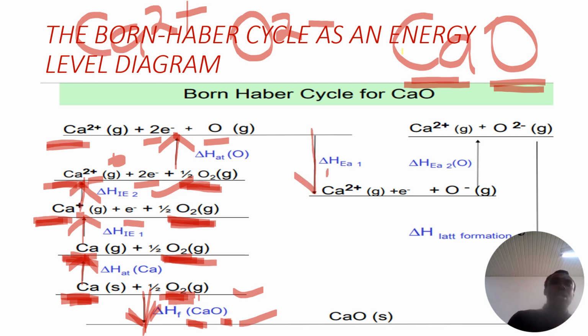The next stage is the enthalpy change for the electron affinity. The first electron affinity of oxygen is an exothermic process.